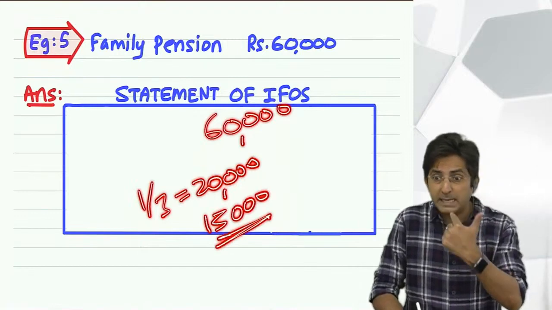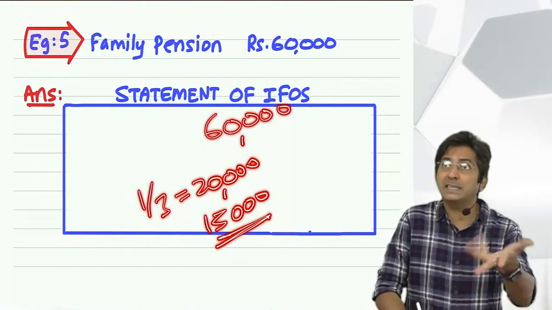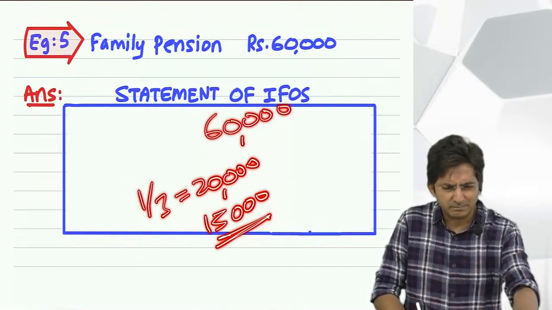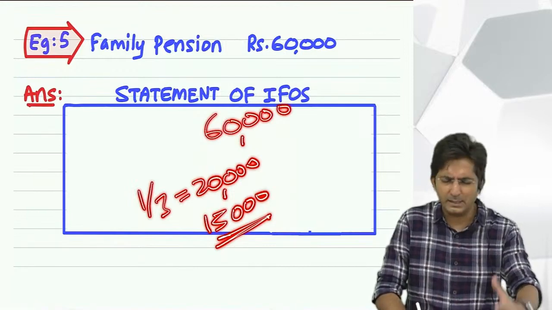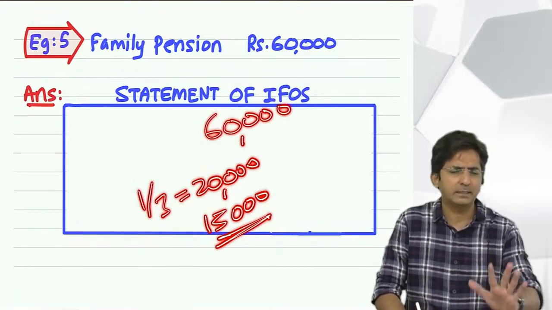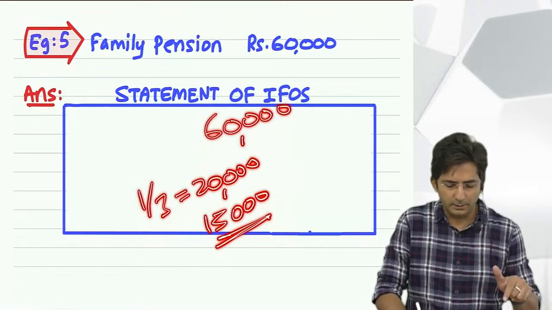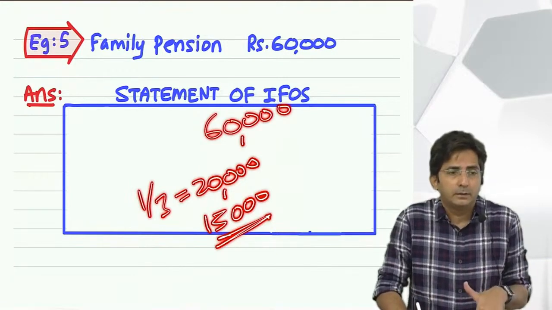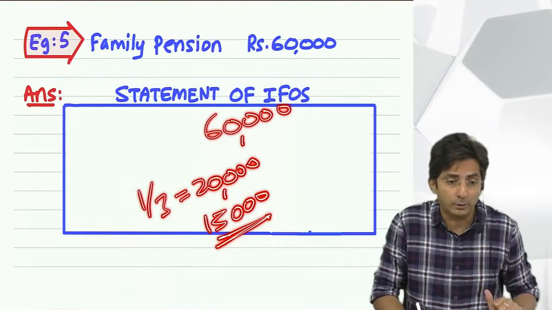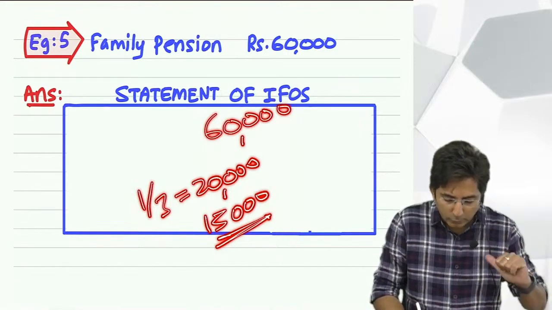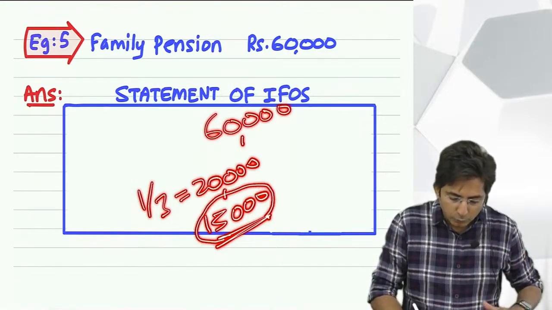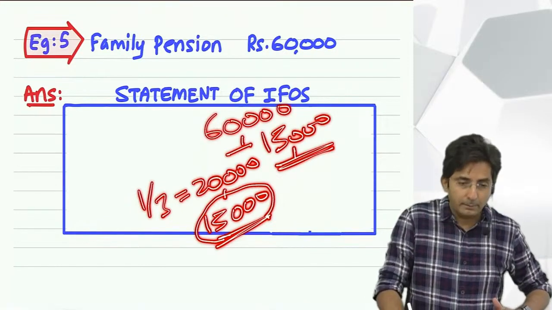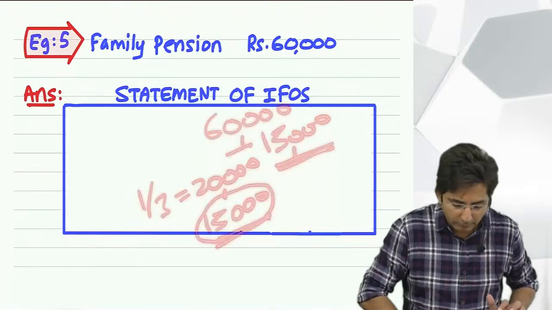See, this 15,000 which I have been saying you have to learn by heart is not just a casual amount. I am saying 15,000 is fixed, one third is also fixed. Learn it by heart: one third, 15,000. There are two things, one third and 15,000, and you take whichever is lower. Out of 20,000 and 15,000, what is lower? 15,000. So from 60,000 I will deduct 15,000, and in the outer column I will write 45,000.